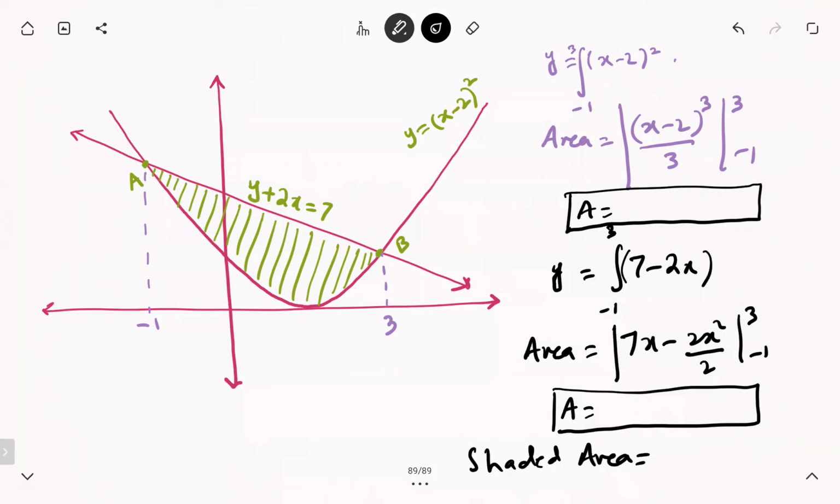If you have integrated the curve and applied the limits, you tell the area under the curve and separately area under the line as well. For the line here, you need to make y the subject. So y will be 7 minus 2x. Then you can integrate that and put the limits -1 to 3. Please tell me both areas separately. I have done the integration. Just you need to put the limits -1 to 3.